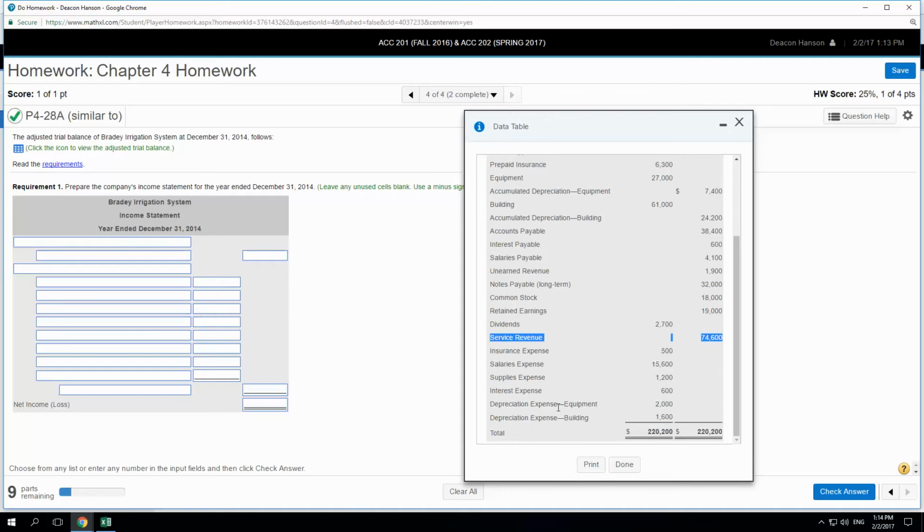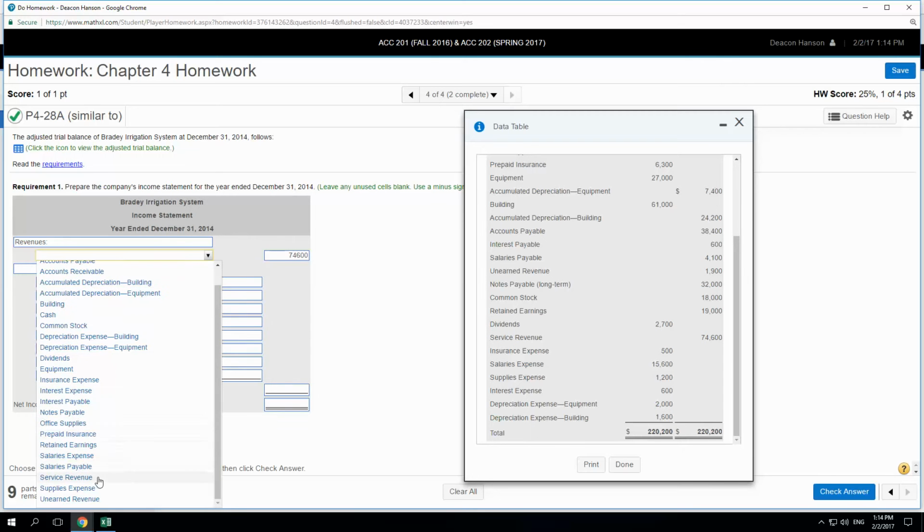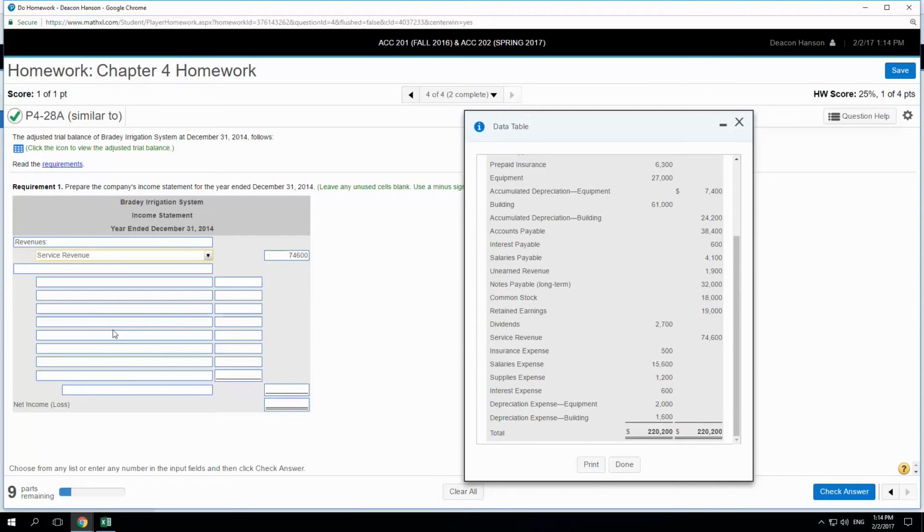So I feel pretty safe that, even with pencil and paper, I would probably draw a line right here after dividends, right across. So I can show the separation between my income statement items on the bottom and my balance sheet items on the top. So I'm going to start with the income statement. We're going to have revenues, and the only revenue they have is called service revenue. So 74,600 will be my service revenue. And then I'll have my expenses.